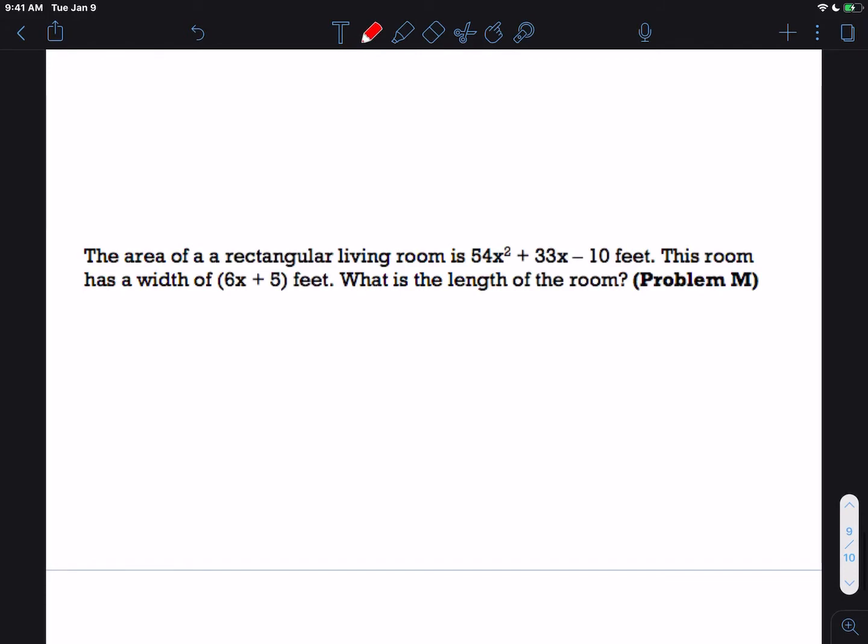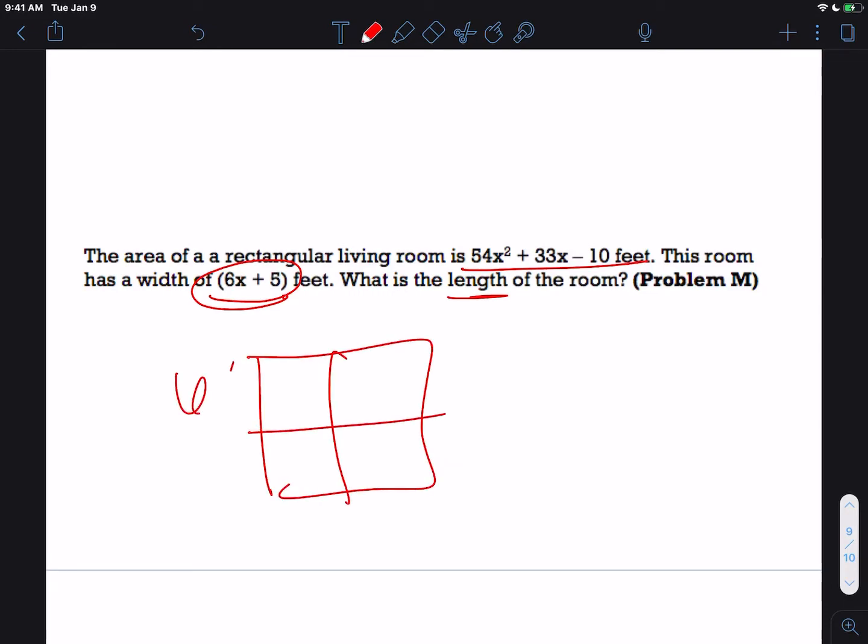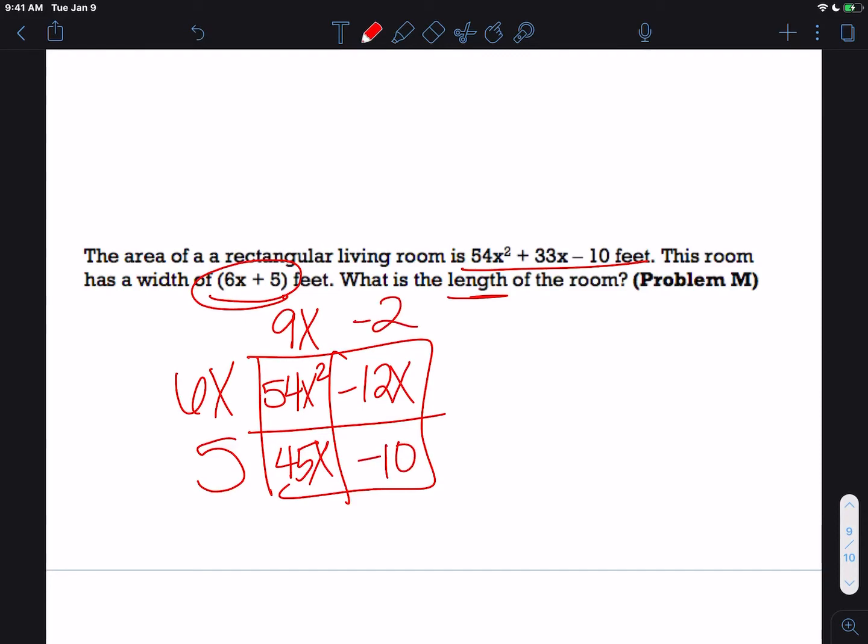All right, next one. The area of a rectangular living room is this. This room has a width of this. They want me to find length. Again, dividing. So I'm going to go ahead and start setting up my reverse box, putting the bottom part on the outside, writing in the very first term. Had to multiply by 9x, 45. To get from 45 to 33, I had to subtract 12. Here I had to multiply by negative 2. And negative 2 times 5 is negative 10.